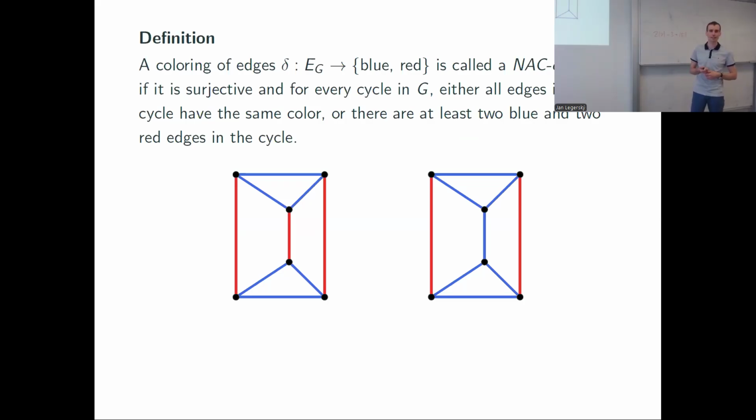And now for every cycle, either everything is blue or everything is red, or I have at least 2 red and 2 blue edges. If you look at this graph, I don't know whether the colors are visible, this would be a NAC-coloring. This is not a NAC-coloring, because here I have blue, blue, blue, and just a single red edge. So here I have something that we call an almost cycle. The NAC is for no almost cycle coloring.